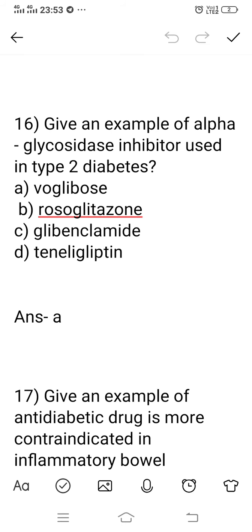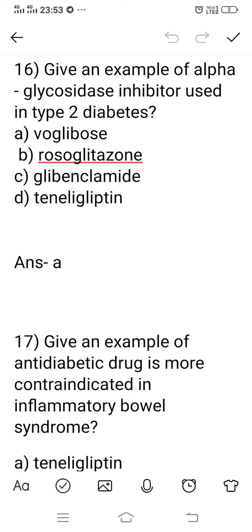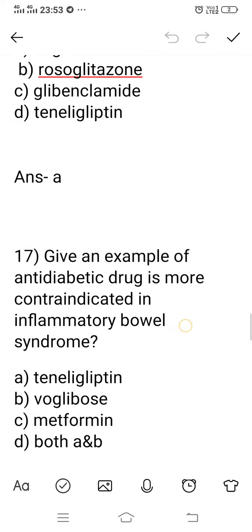Okay. Option number D, teneligliptin. What is the mechanism of teneligliptin? Teneligliptin acts by inhibiting the enzyme DPP4. What is the full form of DPP4? Dipeptidyl peptidase 4. Okay. So option number A, voglibose, is the right answer.